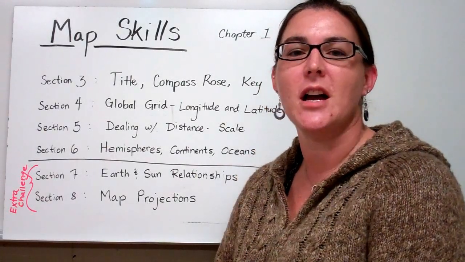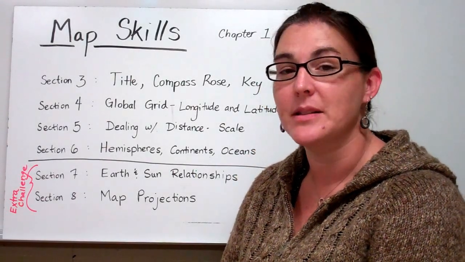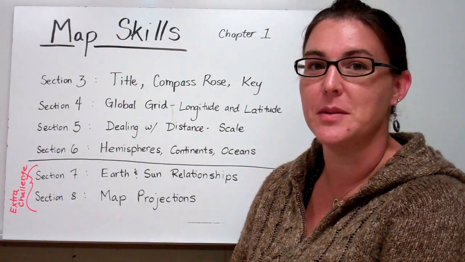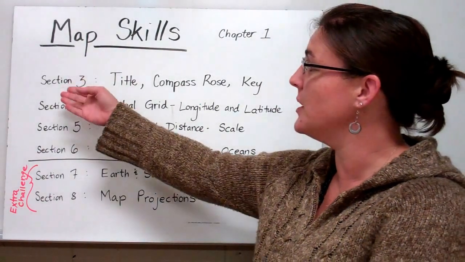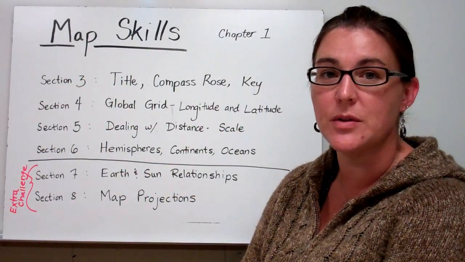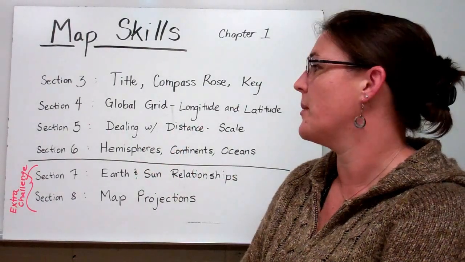Hey there! We're going to talk a little bit about Chapter 1 and the map skills that we're reviewing for all of the geography classes that you're going to be taking in the future. In Chapter 1 of your textbook, Section 3 is going to cover title, compass rose, key, some of the basic features on a map.